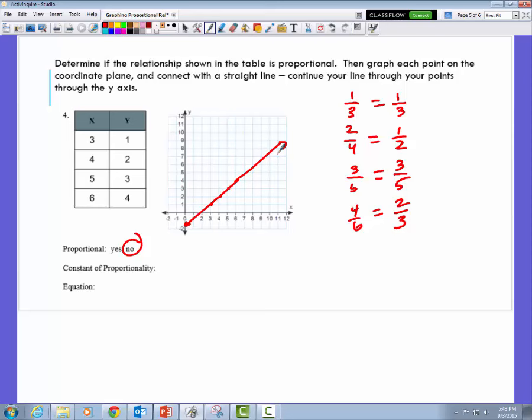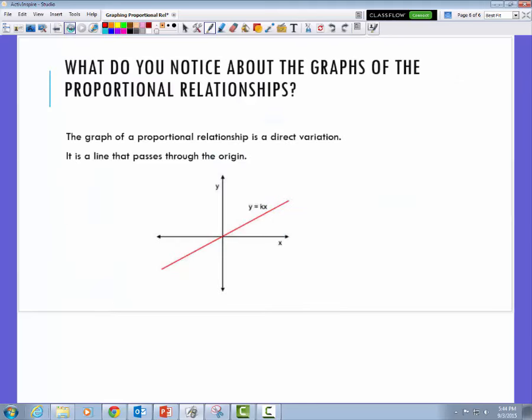And you can tell that by comparing these ratios of points. They should all be exactly the same. So there will not be a constant of proportionality, and we can't come up with an equation for this line at this point in our young lives. But someday we will.